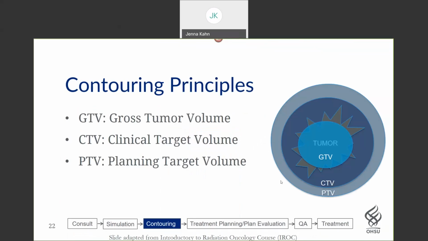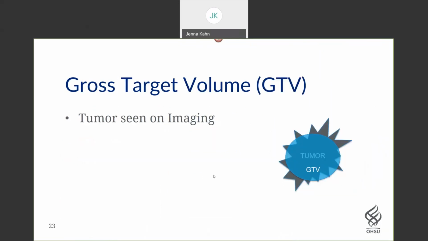So the idea of the contouring principles is we have a GTV, or gross tumor volume, a CTV, or clinical target volume, and a PTV, a planning target volume. So let's talk a little bit more about what those are. The gross tumor volume is your tumor that you see on imaging. So if this is your tumor, this in blue is your GTV. That's what you can see on imaging.